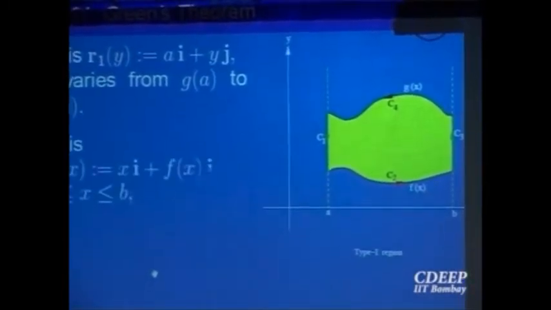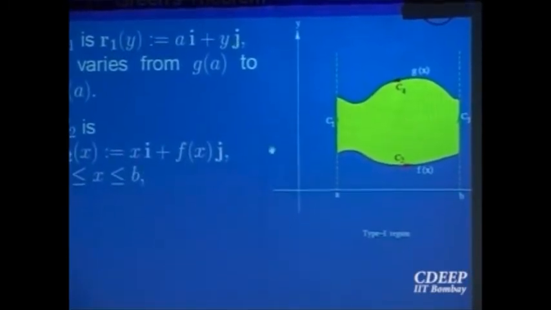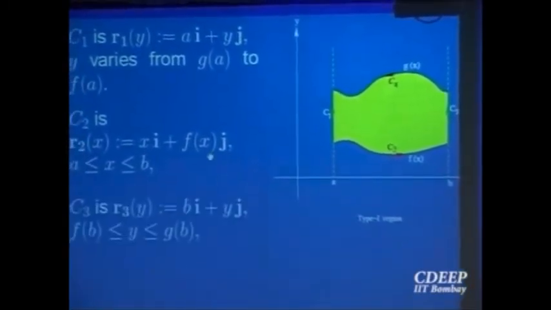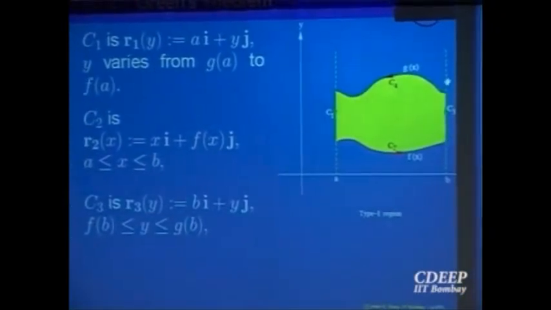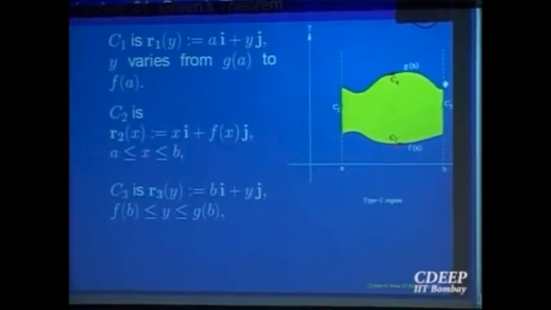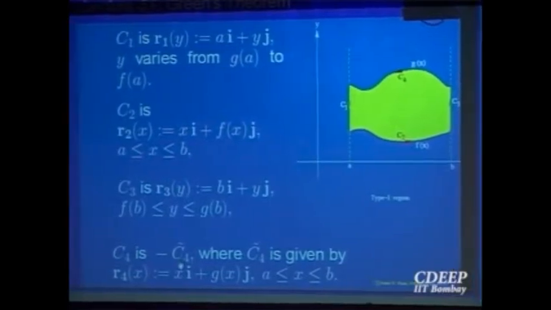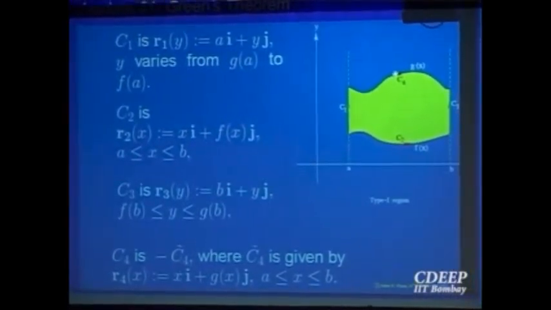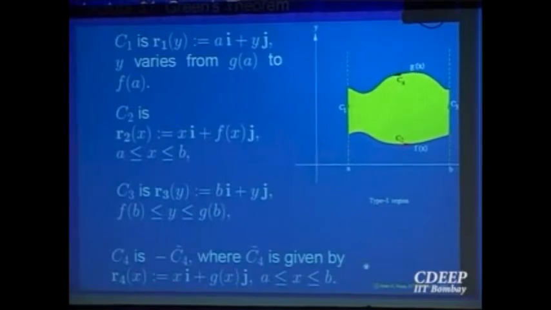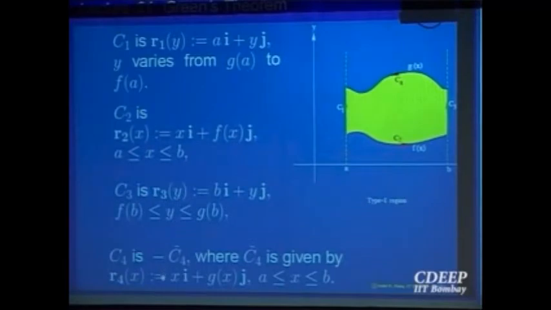So let me write down the parameterization. C1 is ai plus yj, and C2 is the graph, xi plus f(x)j. C3 is going vertically up, so bi plus yj from f(b) to g(b). And C4, I am writing it as minus of C4 tilde, where C4 tilde is going in the right way, from A to B. It will be negative of that.